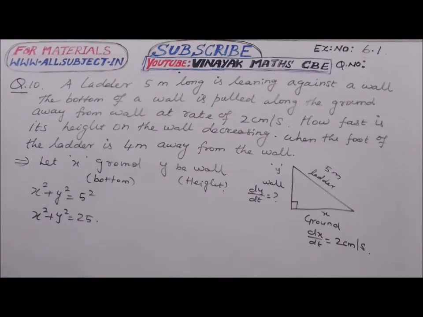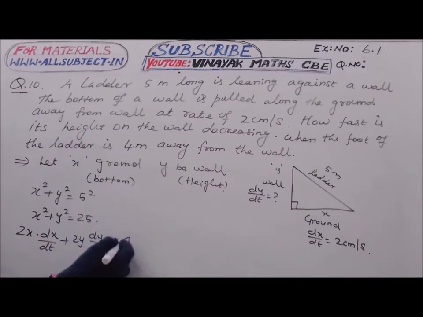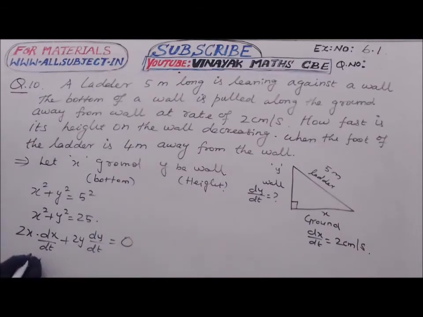And now these are all happening with respect to time t. So we can differentiate with respect to time t here. 2x into dx by dt plus 2y into dy by dt equal to 0, since the constant 25 becomes 0. We can divide by 2, which implies x into dx by dt plus y into dy by dt equal to 0.